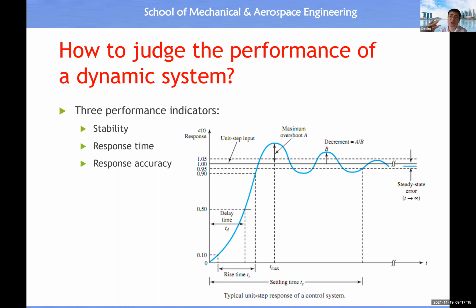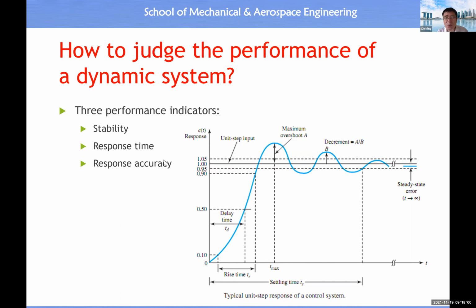In general, we have three key indicators about the performance of a dynamic system. Indicator number one is about the stability. Indicator number two is about the response time. Indicator number three is about the response accuracy. Stability could be measured by the first or maximum overshoot. If we want the final output to reach the value one, you see the actual output changes, then oscillates, then slowly converges to the value one. So the maximum overshoot is an indicator about the stability.